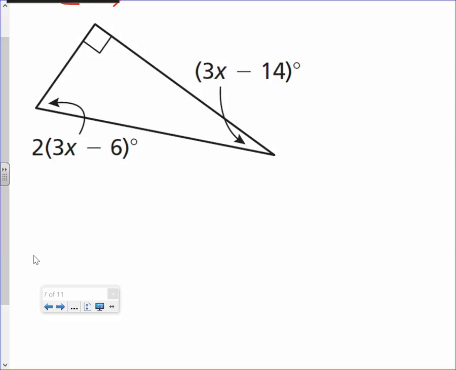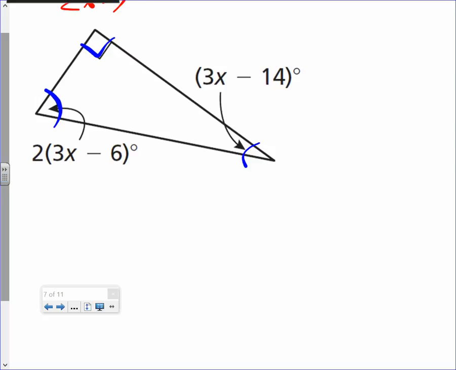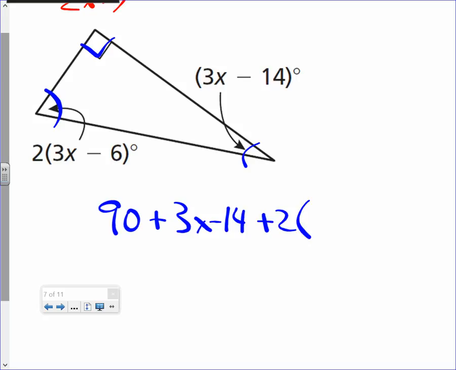Esquivel, how many degrees do all the angles add up to be? Okay, this plus 90, 180, same thing as the last one, you guys. Here we go. I'll mention the 90 first in my equation. 90 plus, it doesn't matter because they're all adding anyway. So 3x minus 14 plus, careful here, we're going to have to distribute, 2 times 3x minus 6. All this equals 180.